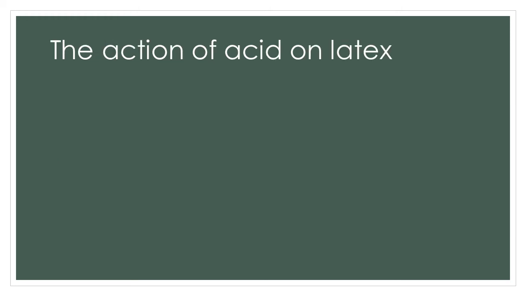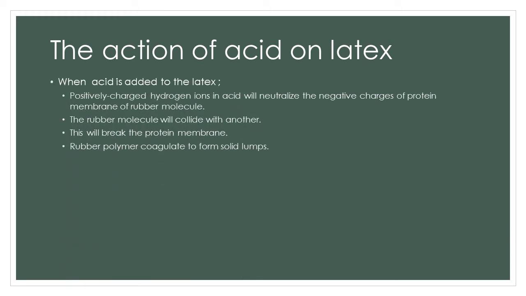Now we learn about the action of acid on latex. When acid is added to the latex, what happens? Acid has hydrogen ions, which have a positive charge. This positive charge will neutralize the negative charge of the protein membrane of the rubber molecule.